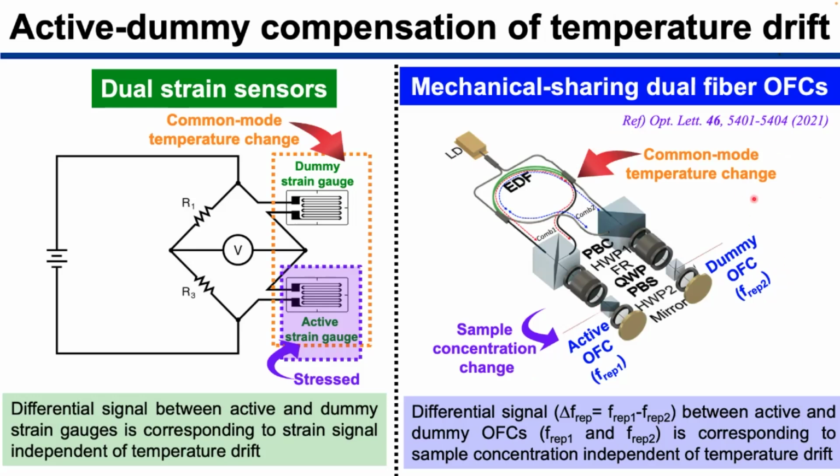So if the temperature changes of the active and dummy sensing OFC are common to each other, the differential signal between them, given by frep1 minus frep2, or delta frep, corresponds to the sample concentration independent of temperature drift, in the same manner as the dual strain sensor.